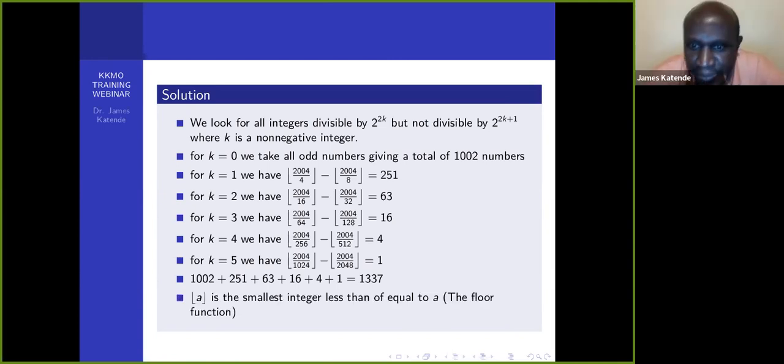So this last bit just explains the notation. This floor function simply picks the largest integer that is less than or equal to a. I think that should be "or." So the situation where you can have equality is if a is just a whole number, 4 itself.